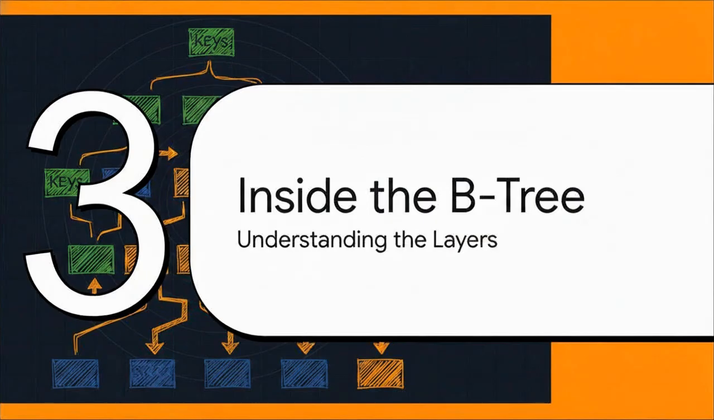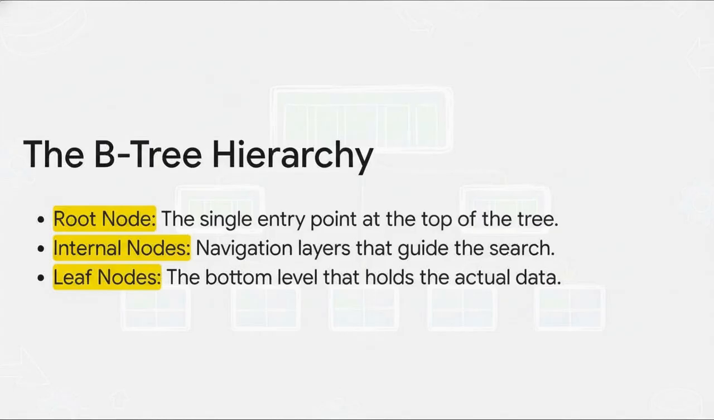All right, so let's pop the hood and take a look inside this thing. The B tree's simple, layered hierarchy is really the secret sauce to its speed. The structure is actually pretty straightforward. Right at the very top, you have one single root node. That's your front door. Below that, you can have one or more levels of what we call internal nodes, and then all the way at the bottom, you have the leaf nodes.